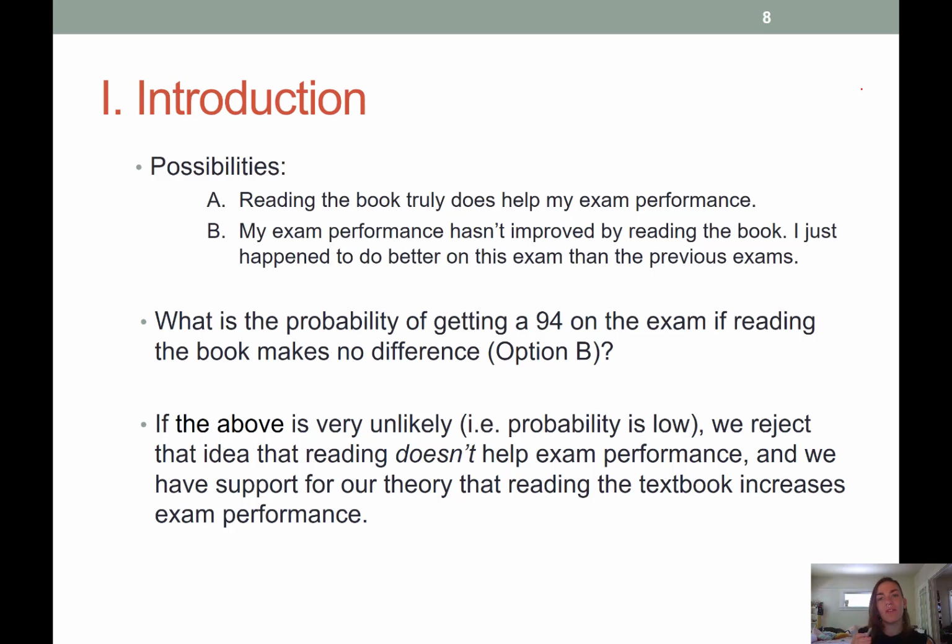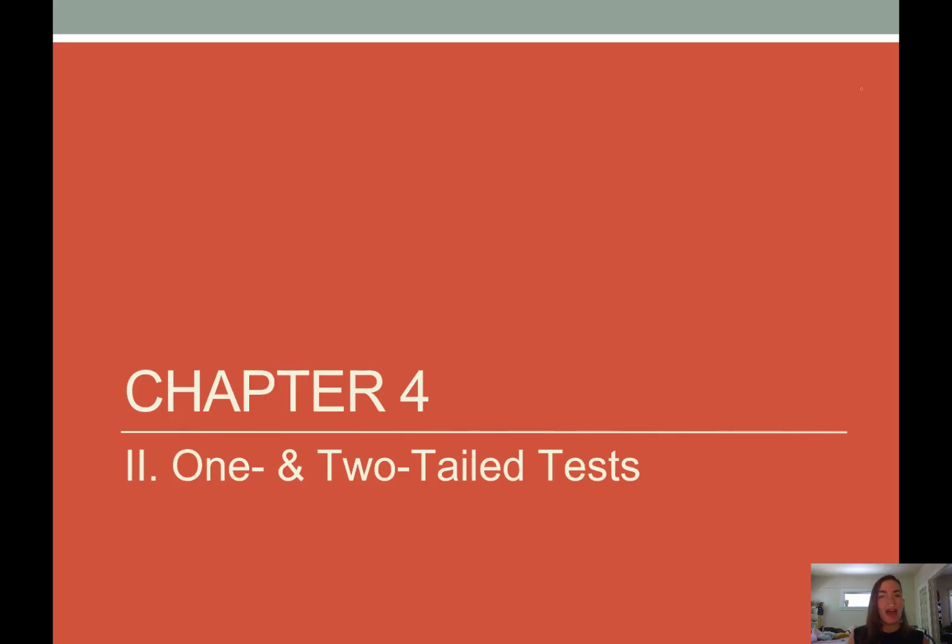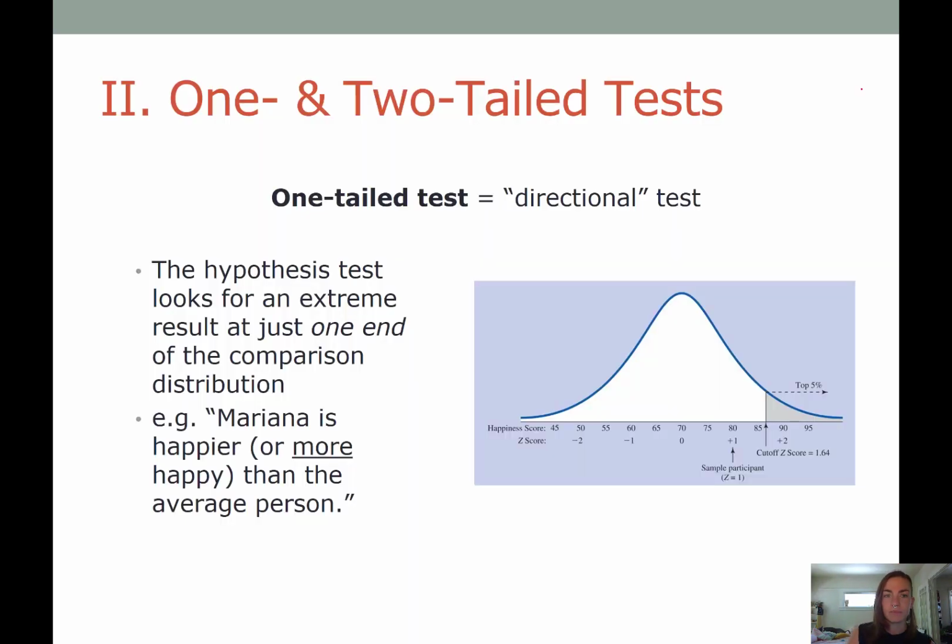So if reading the book does not improve exam scores, then wouldn't it be really unlikely for me to have gotten a 94 on this exam? I think so. So in that case, we would reject the null hypothesis, and we have evidence that reading the book probably does do me some good. So we'll keep talking about this core logic of hypothesis testing throughout the summer session, but for now, I'm going to move on into some more technical details of the process.